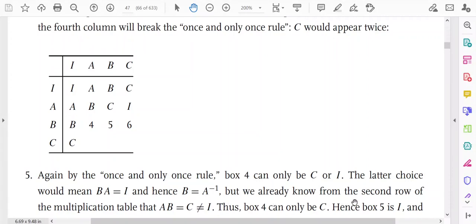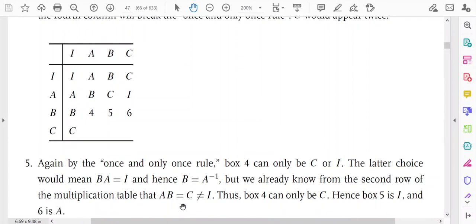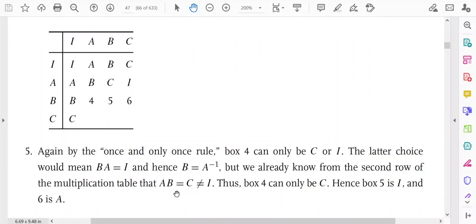But we already know from the second row of the multiplication table that AB is equal to C. Here you see that A into B, AB is equal to C, not equal to I. Thus box 4 can only be C. So we have to write C in the position of 4. Hence box 5 will be I and box 6 is A.